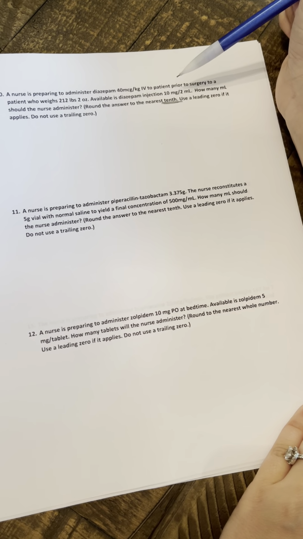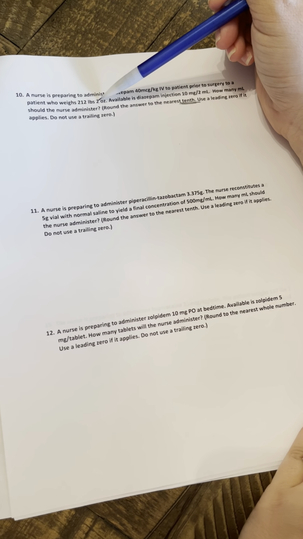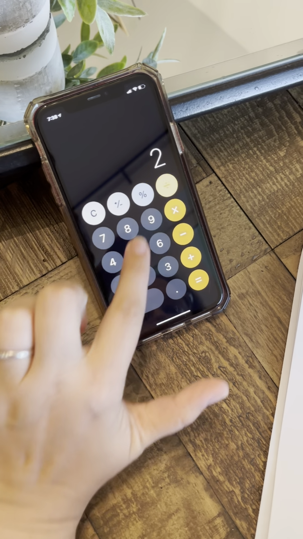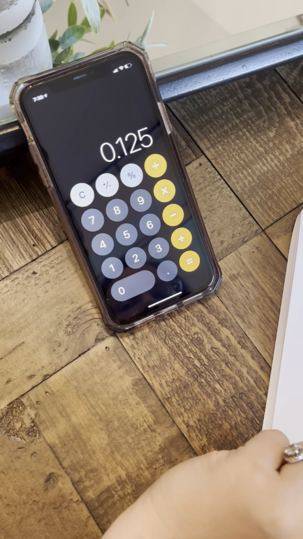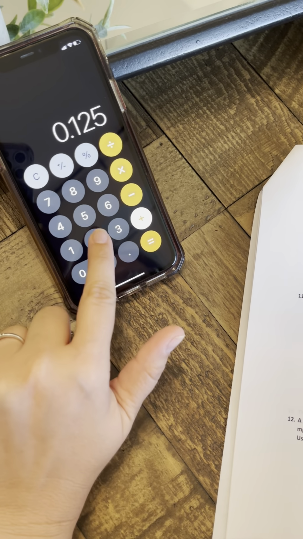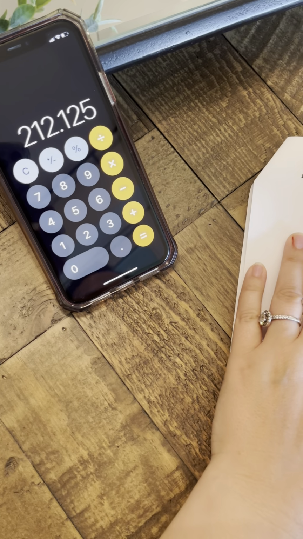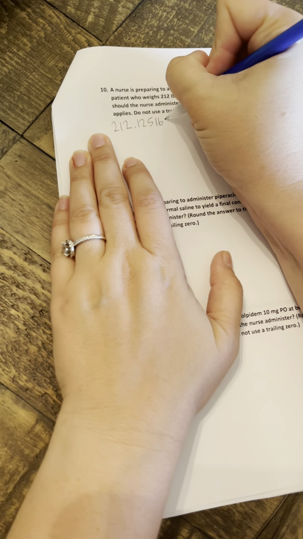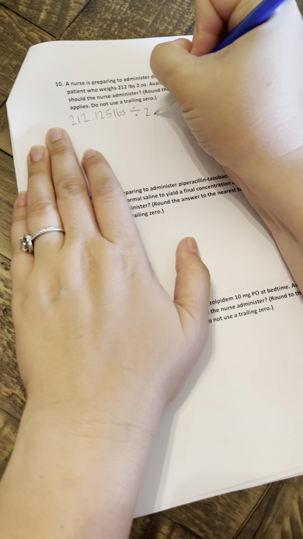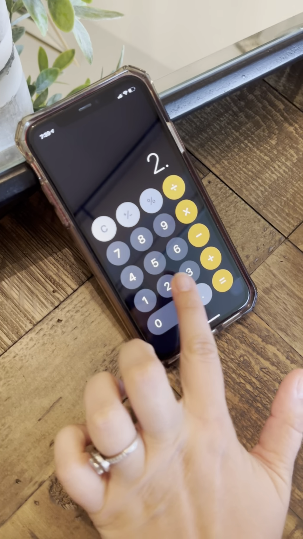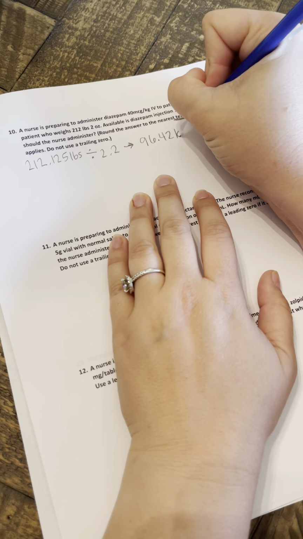So first we need to do our weight. So 2 ounces, let's see how many pounds that is. So we do 2 divided by 16, .125, and then we're going to add that to our 212. So our patient weighs 212.125 pounds. Divide that by 2.2. And they weigh 96.42 kilograms.